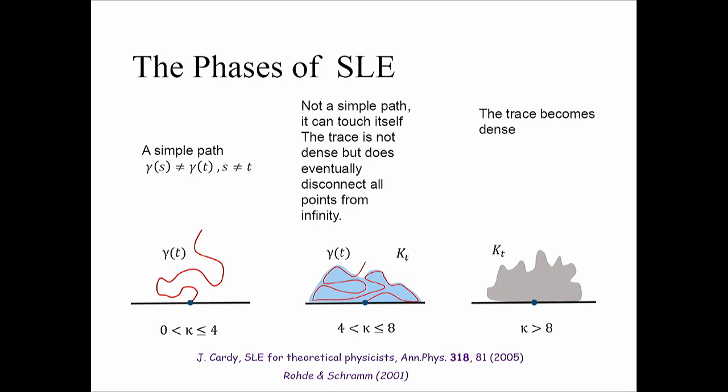So essentially, I have three phases for SLE. Below 4, which is this sort of random path, not touching itself. Exactly at 4, which is a shape somewhat like that. And above 4, but smaller than 8, where it becomes denser and denser until it becomes totally dense.